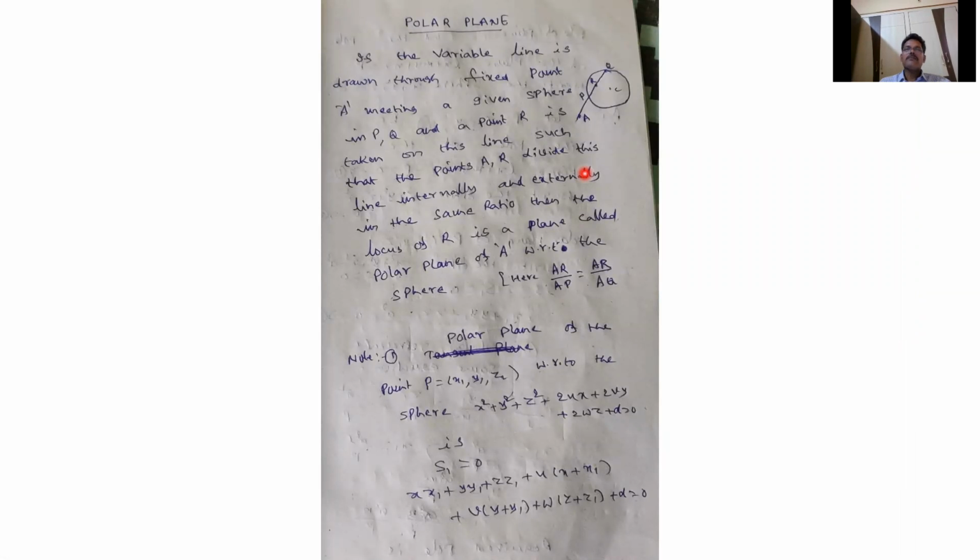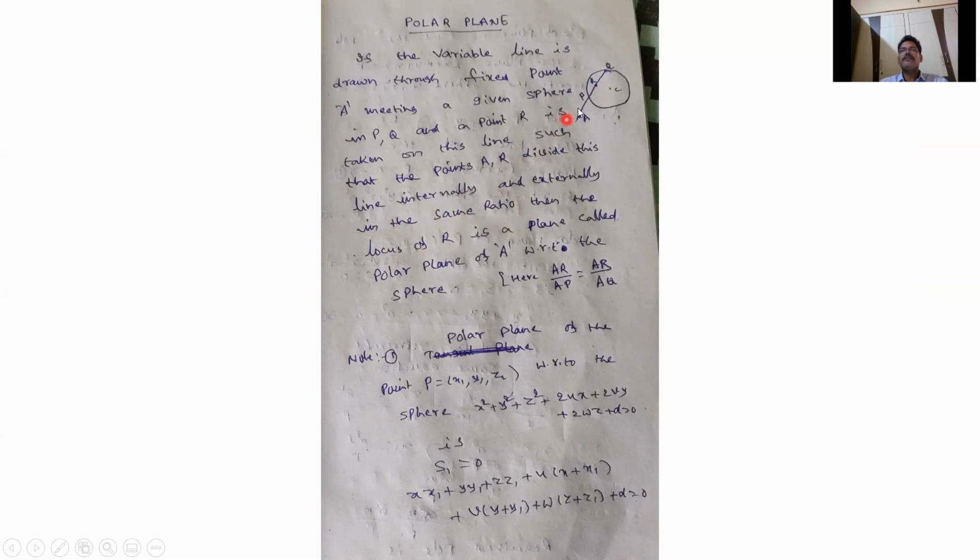First, what is the meaning of a polar plane? Suppose a line passes through a fixed point A and meets a given sphere in P and Q. Take a point R on this line such that the points A, R divide the line PQ internally and externally in the same ratio.